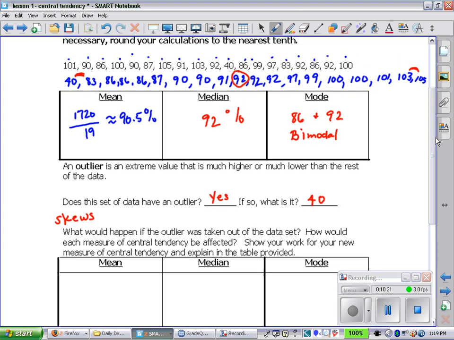If we go up here, remember when I said to write down your sum? Well, this is the reason right here. If we have an outlier and I want to get rid of it, then I don't have to go back and add up all these numbers again.